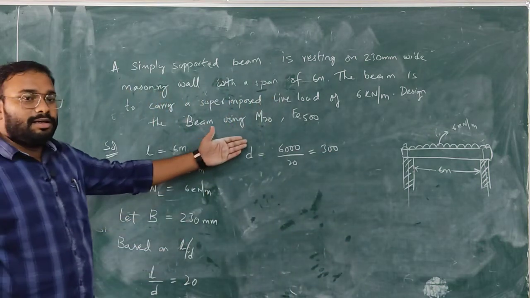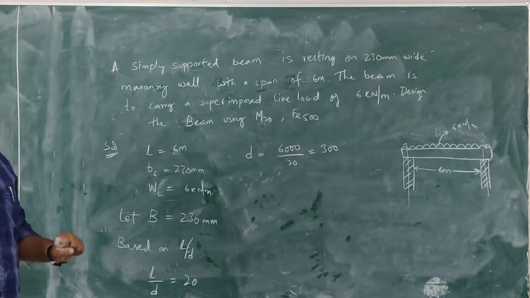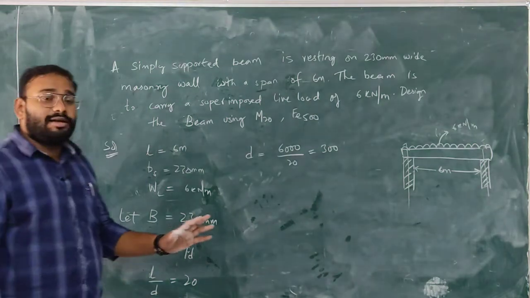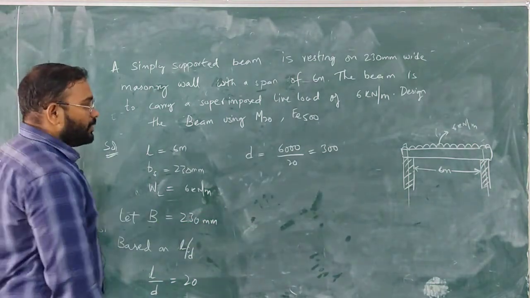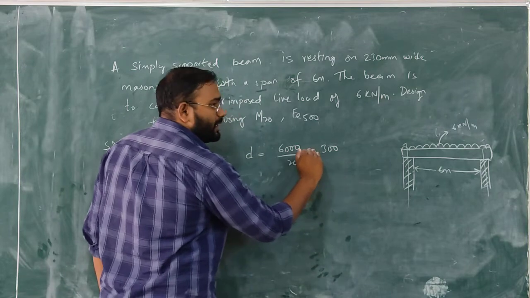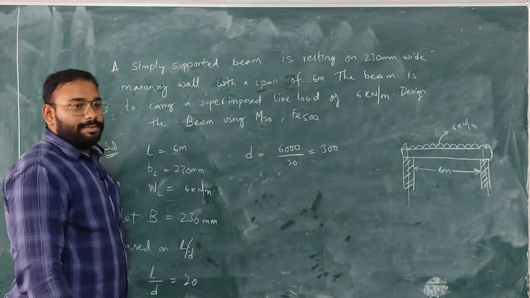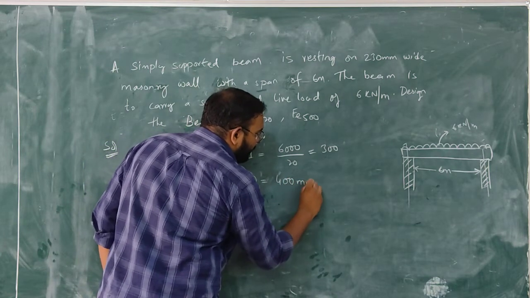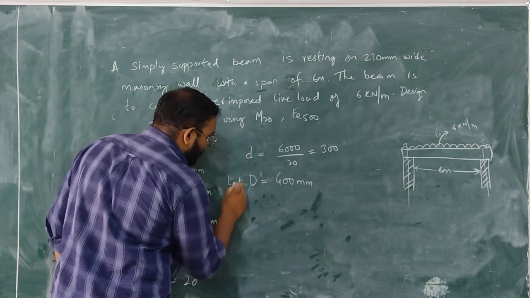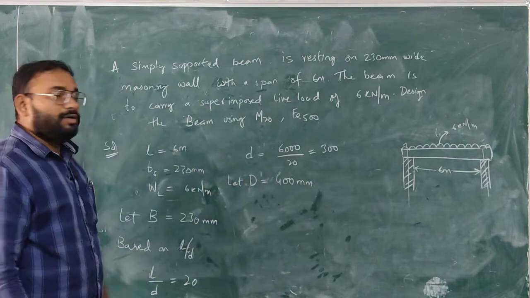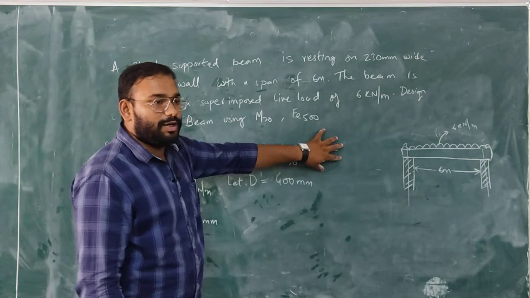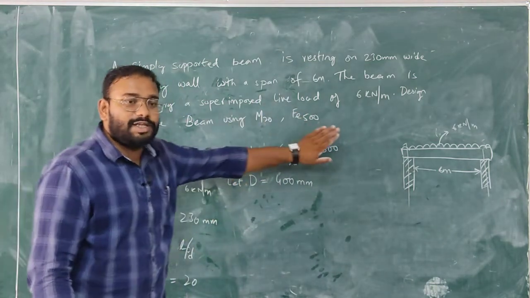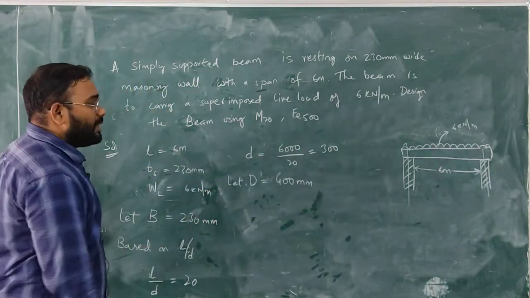What does this mean? For a span of 6 meters, at least you require 300 mm depth to make the beam safe in deflection. Any value beyond 300 mm should be assumed. So let capital D equal 400 mm. I'll assume some value of capital D. We need not take this value; this is the least value of depth to be provided. At least this much should be provided. Now capital D I am assuming 400.